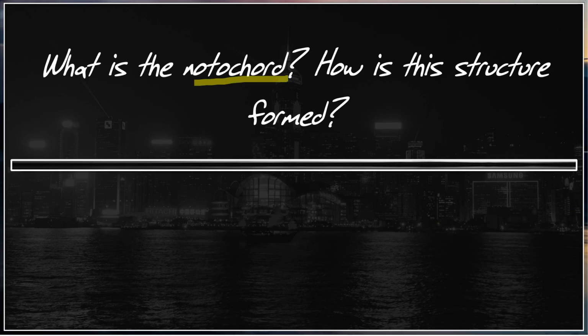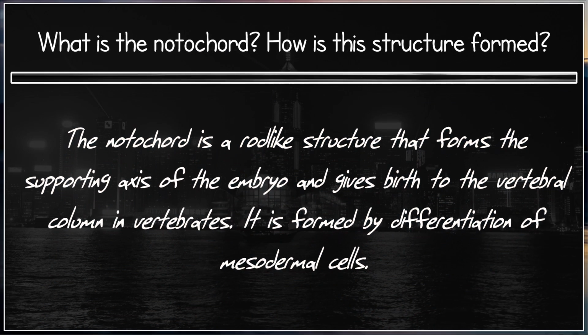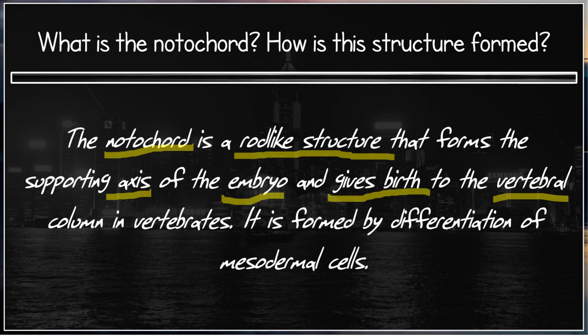What is the notochord? How is this structure formed? The notochord is a rod-like structure that forms the supporting axis of the embryo, giving birth to the vertebral column in the vertebrates. It is formed by differentiation of the mesoderm cells.